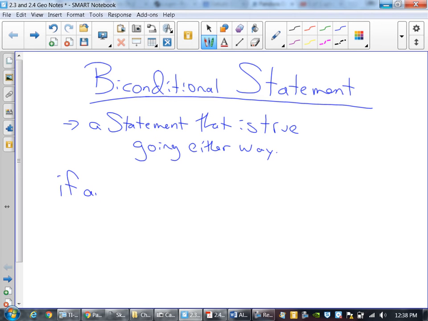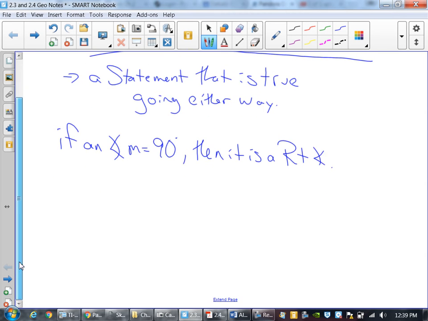If an angle measures 90 degrees, then it is a right angle. Do you guys agree? That would be what I would call my generic conditional statement. P implies Q. P to Q. If I say the converse of that, it just goes the other direction, Q to P. If an angle is a right angle, then it measures 90. So this is our P to Q.